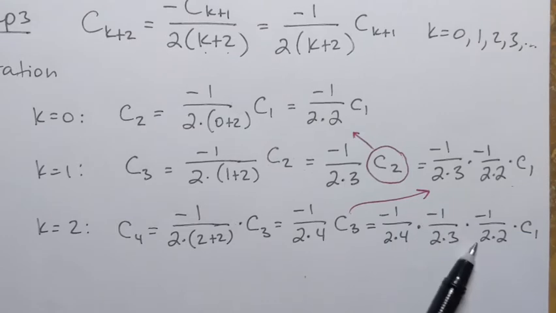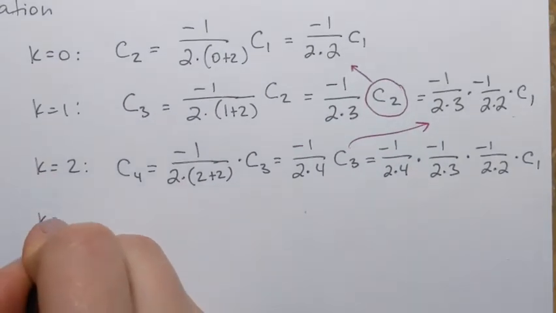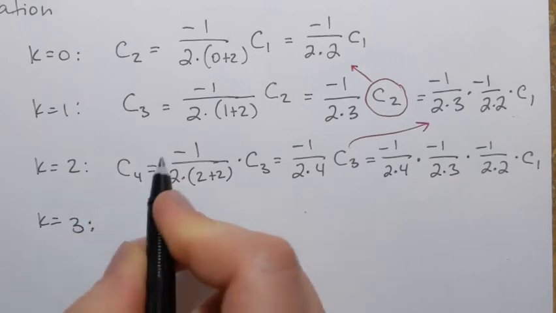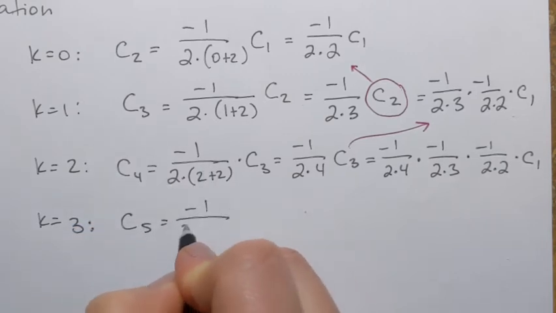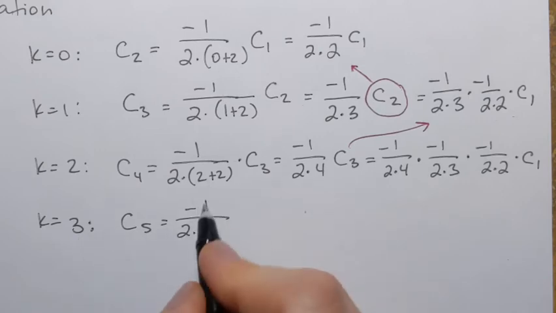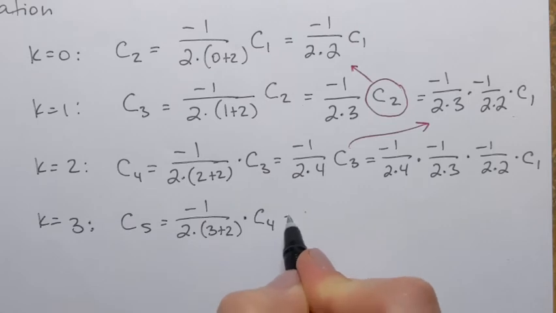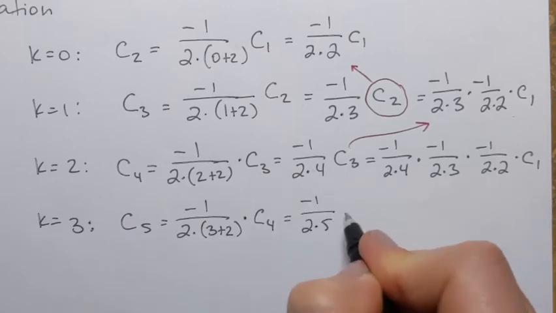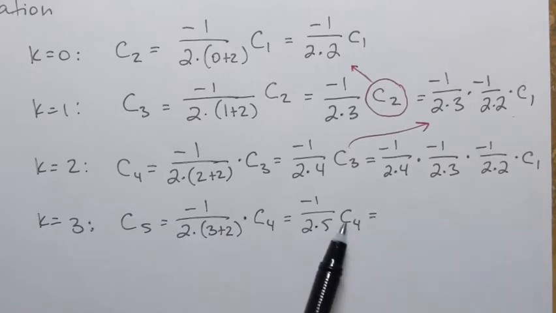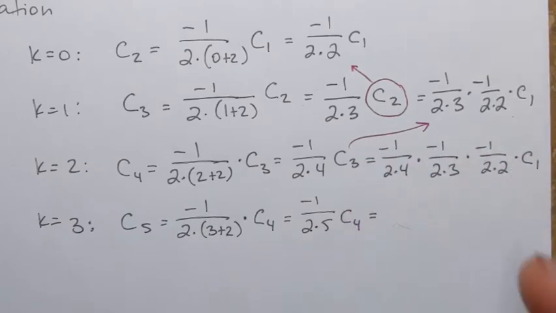Okay, so I think we're starting to see a pattern. Let's do one more, just to make sure. K equals 3. C sub 5 equals -1 over 2 times 3 plus 2 times C sub 4. That's -1 over 2 times 5. C sub 4, that is, okay, so now C sub 4. That's the one we found here, right? That's all that is C sub 4.